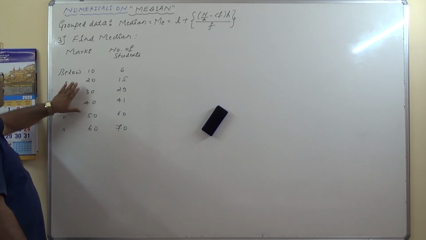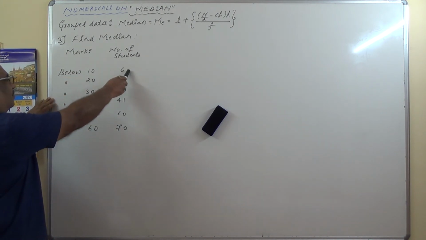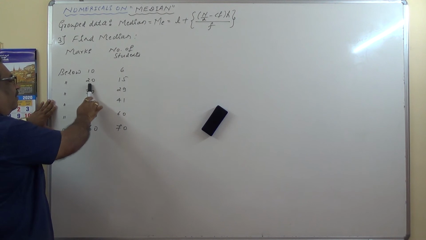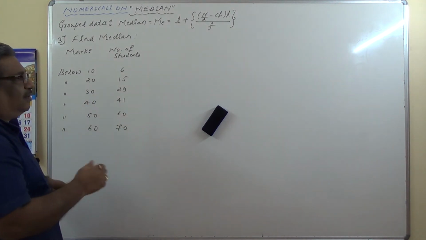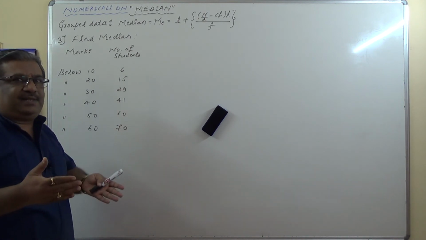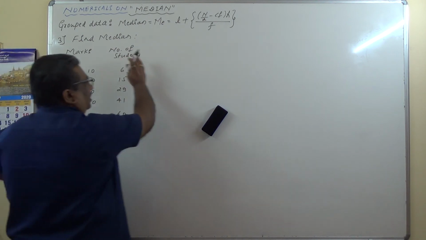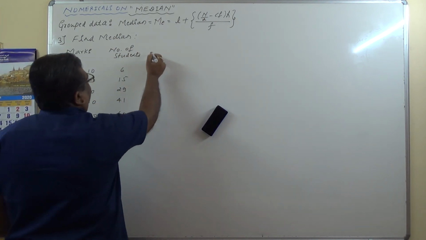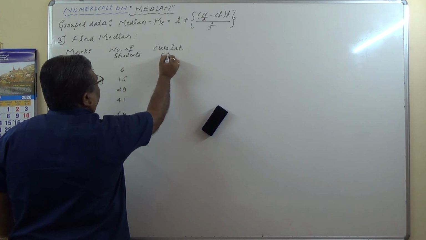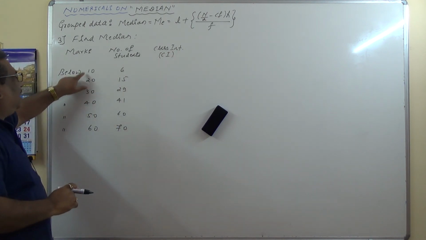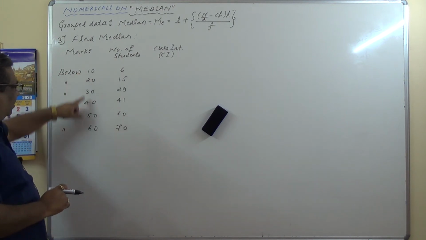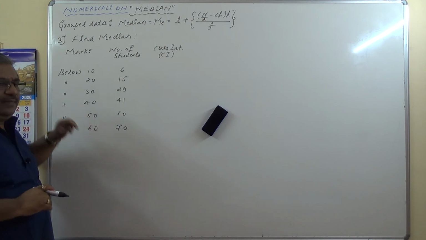So the information given here is below 10, 6 students. The marks obtained by the students versus the number of students is given. Below 10, 6 students, below 20 marks, 15 students. Now how to convert this into the regular table that consists of class intervals, frequency and the cumulative frequency. Let us see here. I will continue here itself. Class interval, CI. What is the class width here? Class width is 20 minus 10, 10. Check everywhere here: 50, 60, 40, 50. Class size is 10 here.